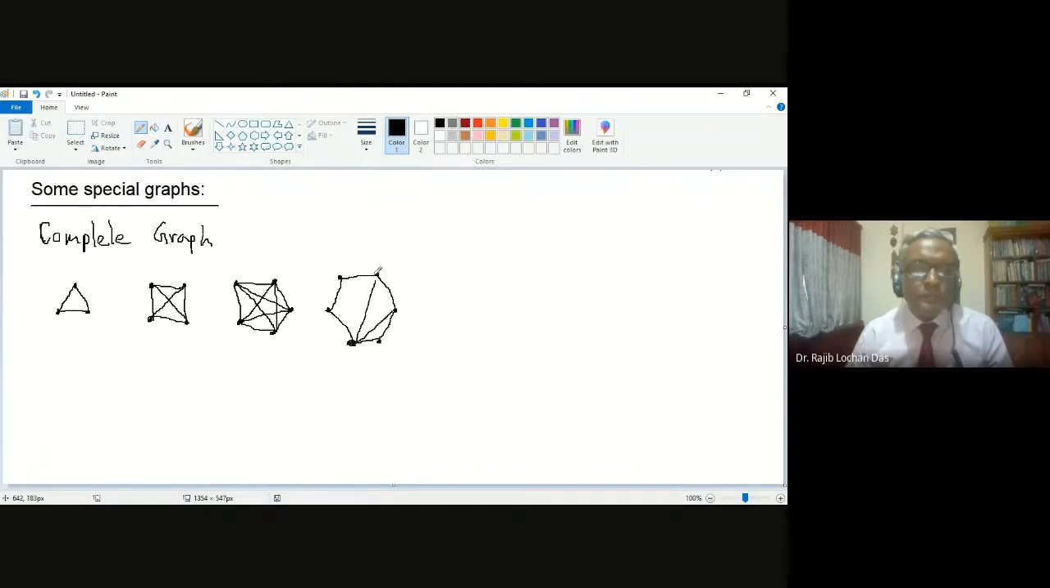Anyone missing this one? Okay. And any more? No. So this will be called a complete graph. In graph theory, the name is complete graph. So what do you call this in topology? In computer networks.